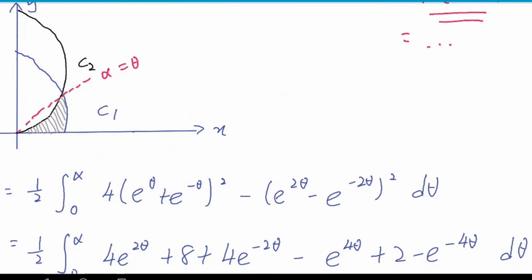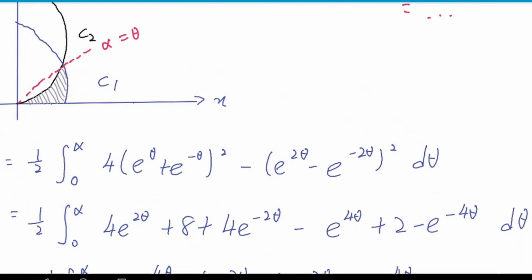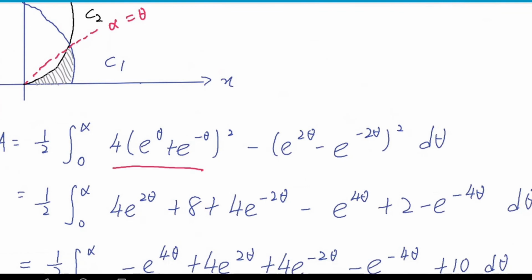So we use the area of the outer curve minus the area of the inner curve. We use half r squared d theta. This is the r squared for the outer curve, which is C1. This is the r squared for the inner curve, which is C2. We can combine them together, so we use r squared minus r squared here because they share the same limits. For both graphs, the area is from 0 to alpha here.